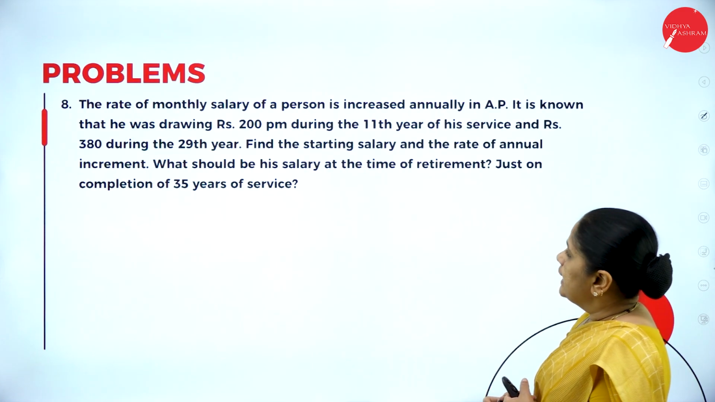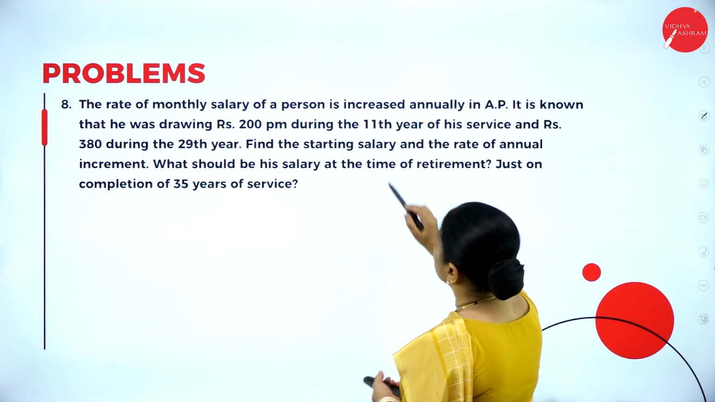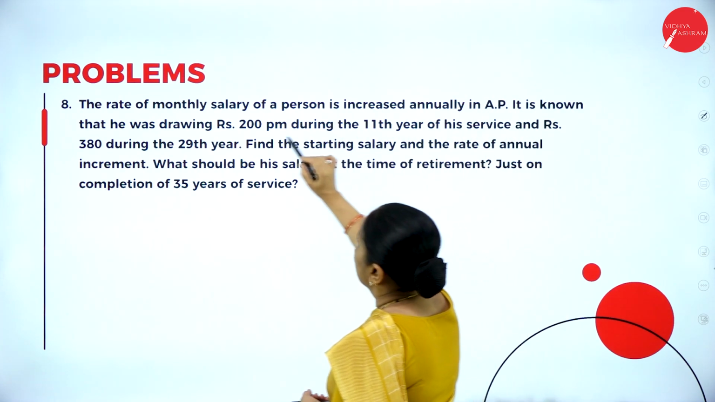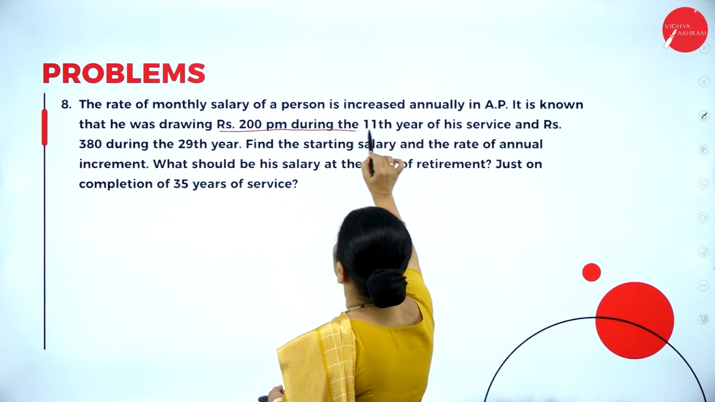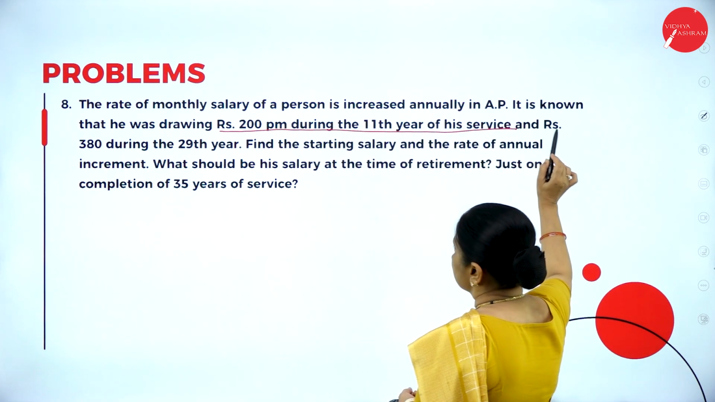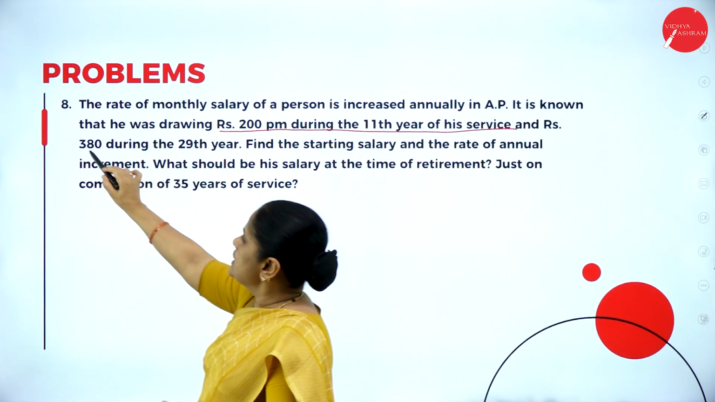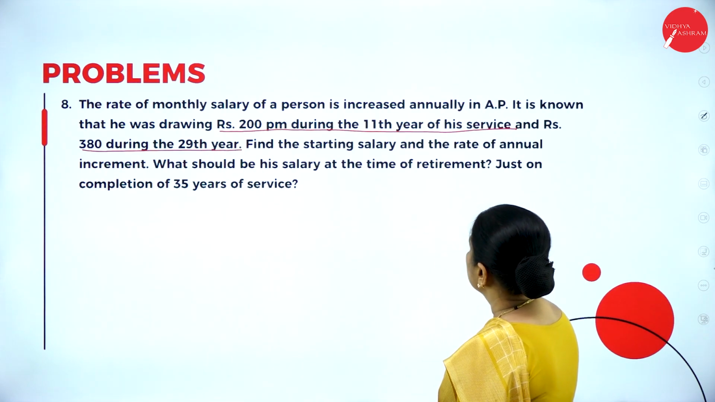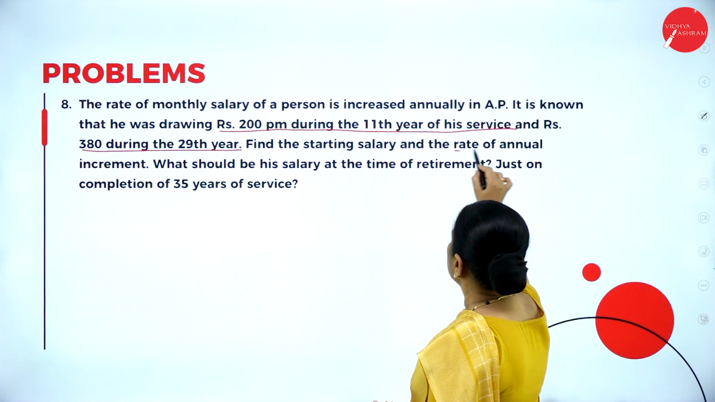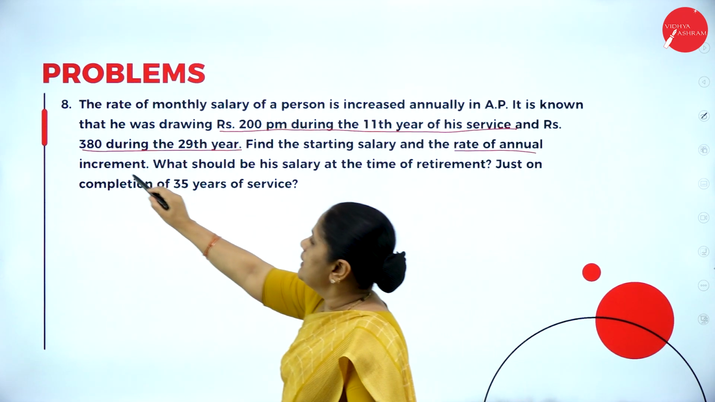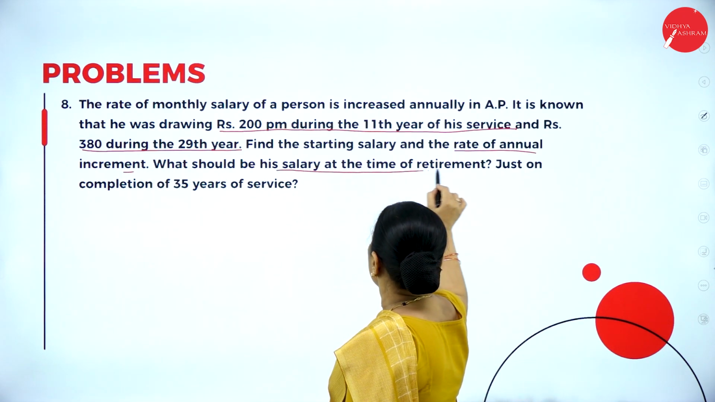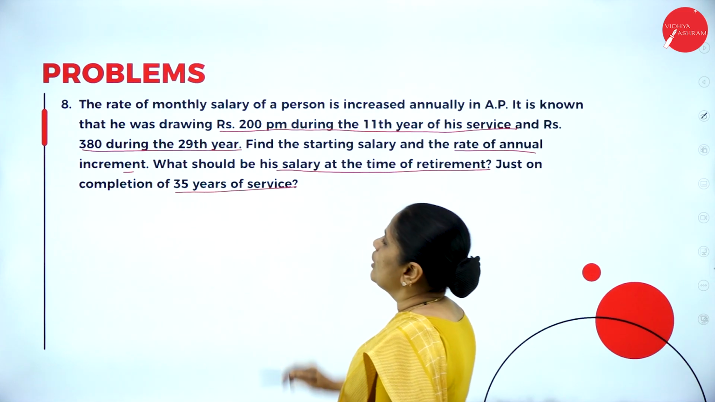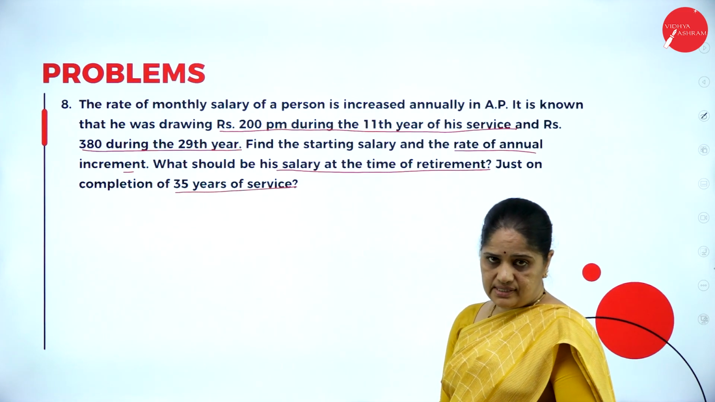Now, the rate of monthly salary of a person is increased annually in AP. It is known that he was drawing rupees 200 per month during the 11th year of his service and rupees 380 during the 29th year. So, find the starting salary and the rate of annual increment. What should be his salary at the time of retirement just on the completion of 35 years of service?